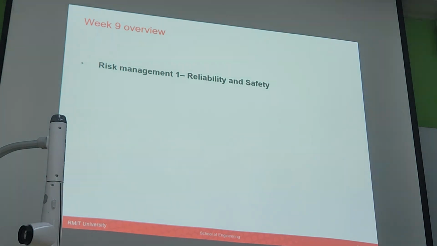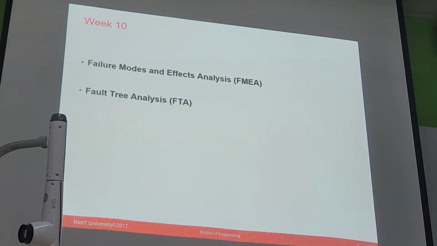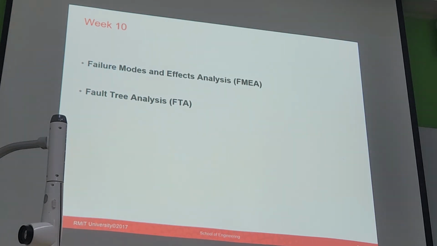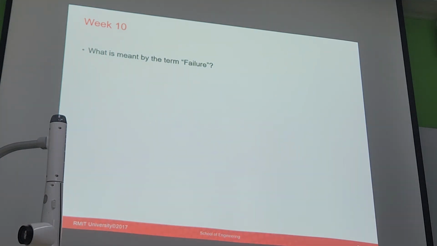So in risk management number 1, we talked about reliability and safety, but now, as I said, we have to talk about failure modes and effects analysis, and then fault tree analysis. So we talked about why we need reliability and safety, and then based on that, we discussed reliability. You have to calculate how much it is.